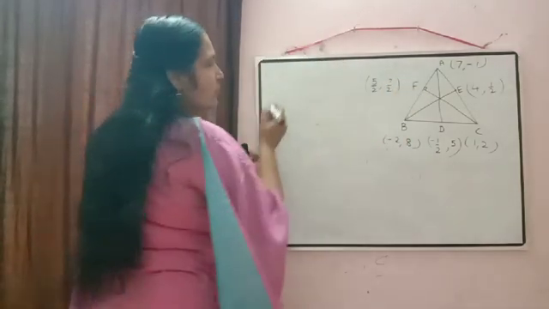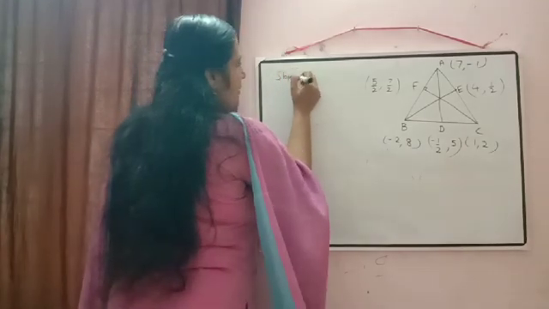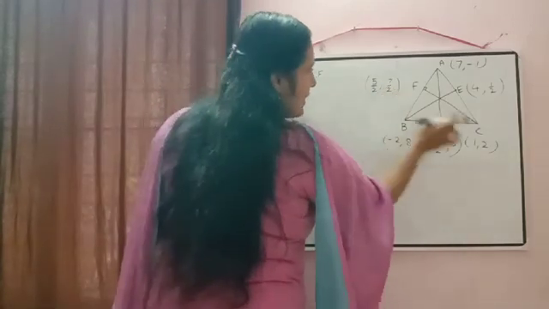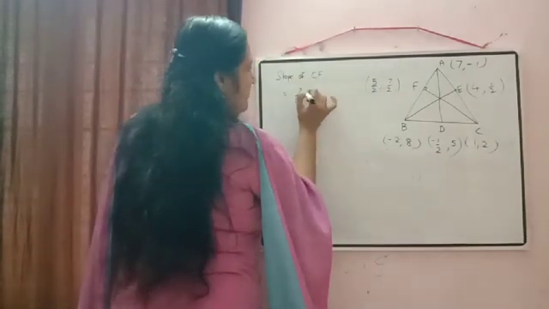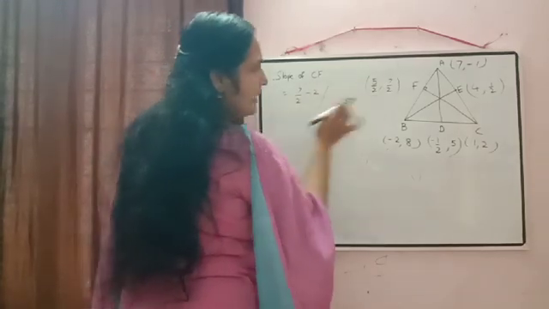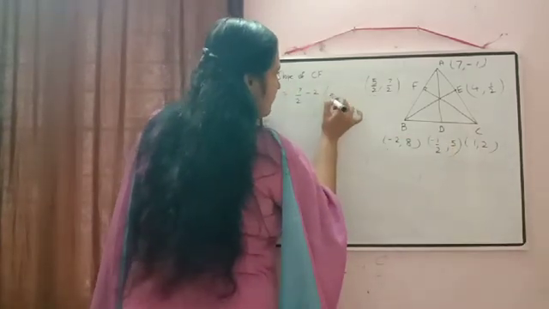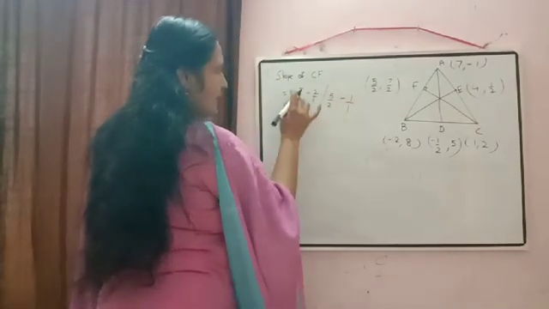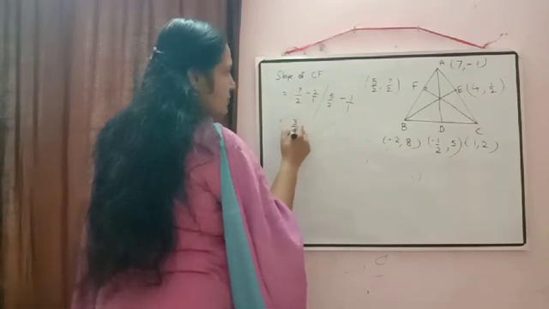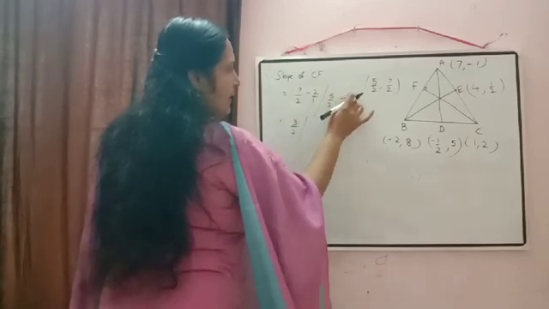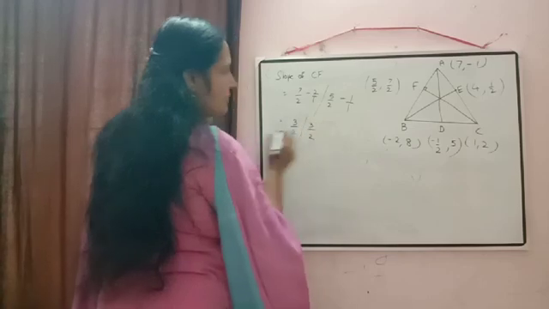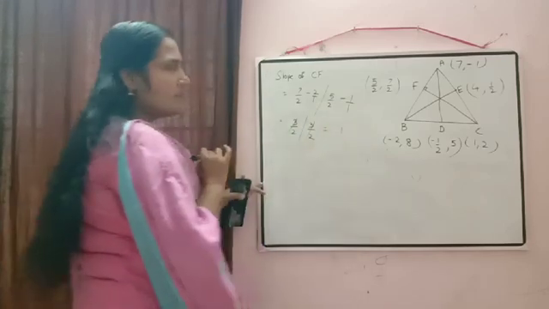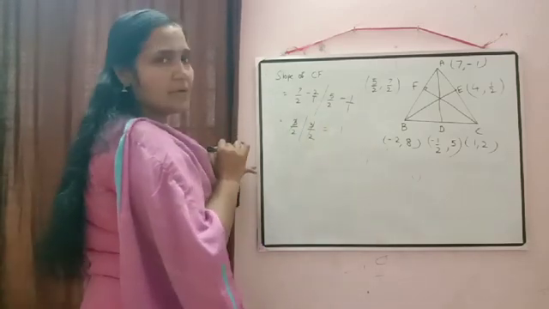Now we'll calculate the slope of CF. So slope of CF, y2 minus y1. So here 7 by 2 minus 2 divided by x2 minus x1, 5 by 2 minus 1. Now cross multiplication, then we will get 7 minus 4, so 3 by 2 divided by 5 minus 2, 3 by 2. Correct? 7 minus 4, 3 by 2. So 3 by 2 and 3 by 2 will get cancelled. We will get the slope of CF is equal to 1.